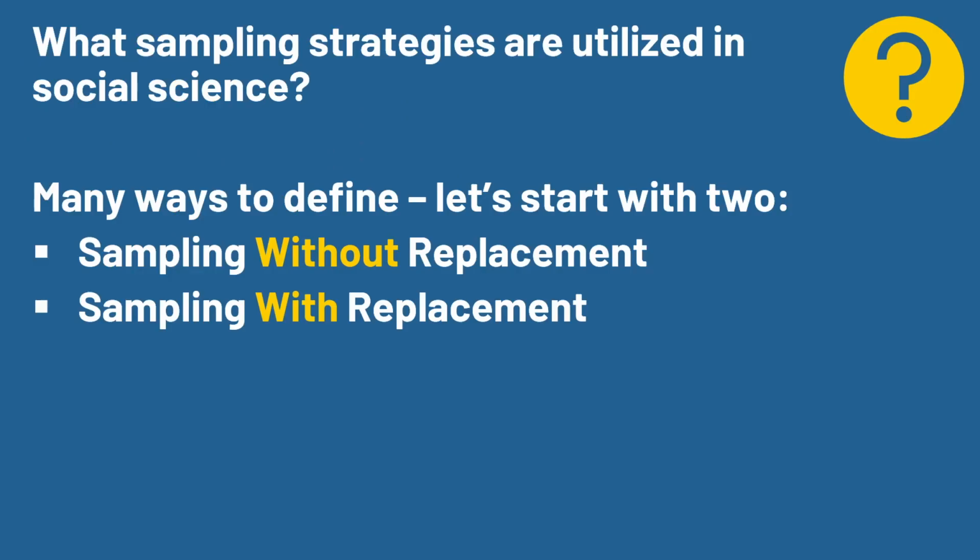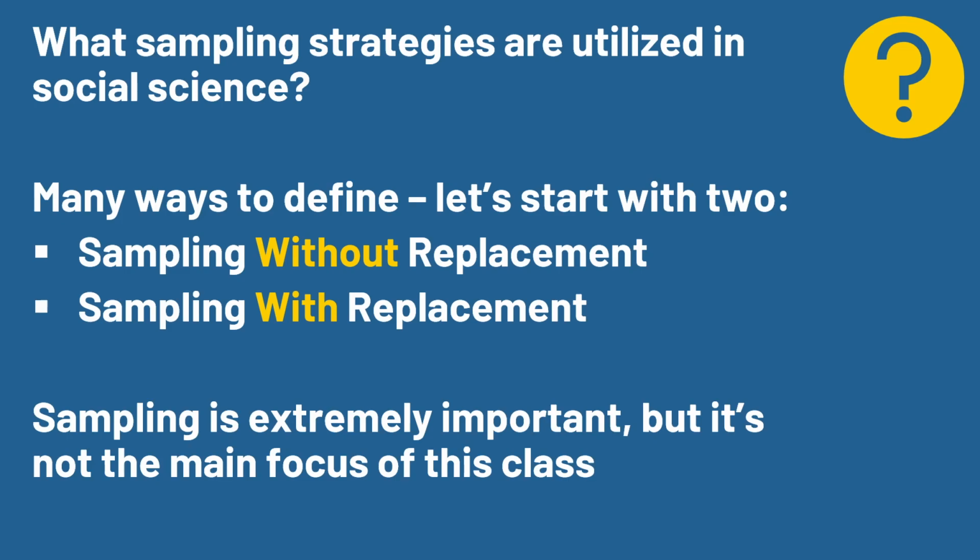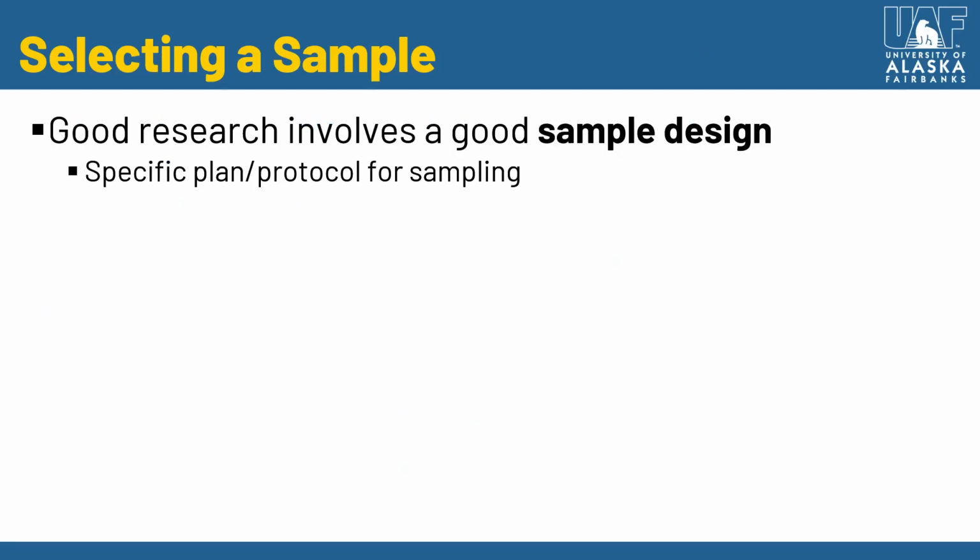Right, so that's just an example of the things to think about when developing sampling strategies. And like I said, it's extremely important, but it's not the main focus of this class. So again, we're skimming the surface here. In fact, I think I only have a couple more slides related to sampling specifically before we get into sampling distributions. And so, like I said, good research always involves a good sample design.